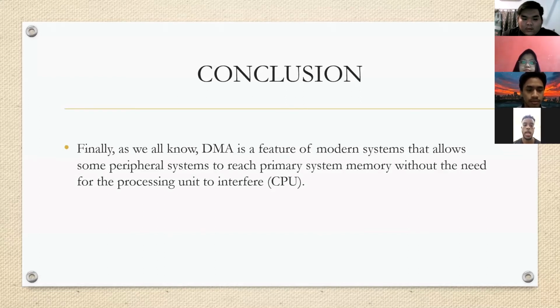Conclusion. Finally, we all know direct memory access is a pillar of modern systems that allows some peripheral systems to reach primary system memory without needing the processing unit, the CPU, to interfere.